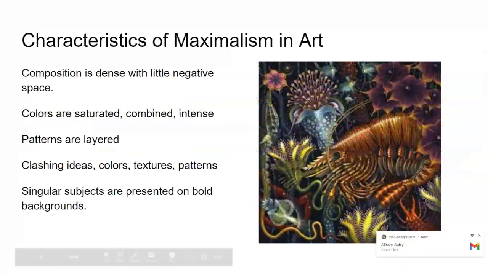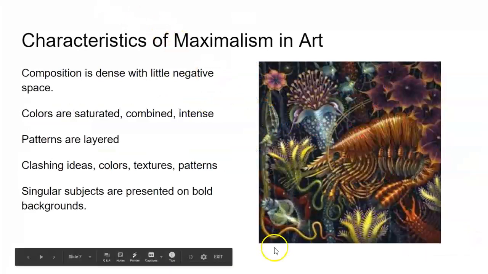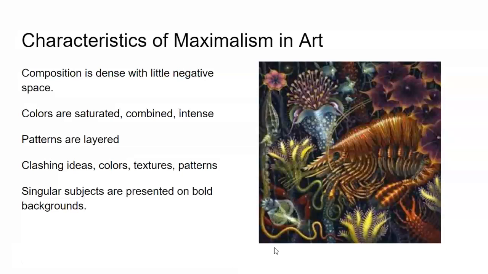So some characteristics of maximalism in art. The composition is dense with little negative space. Colors tend to be saturated, they're combined, they're intense. Patterns are layered on top of each other. There's a lot of clashing ideas with colors and textures and patterns. And if you have a singular subject, your background is extremely bold.